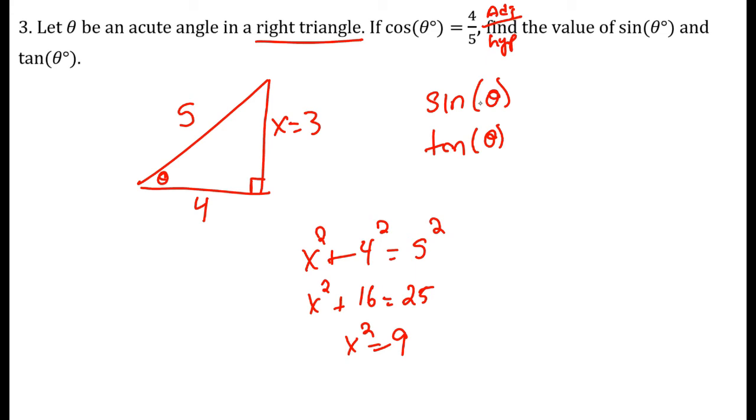So that tells me the sine of theta, the sine of my angle, is 3/5, 3 over 5. The tangent of my angle is opposite over adjacent, which is 3/4.